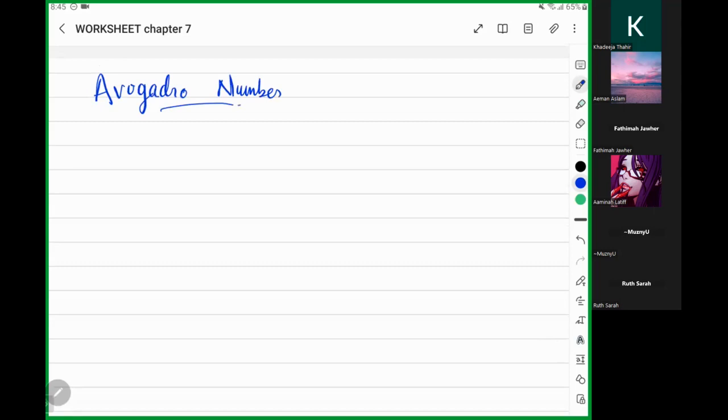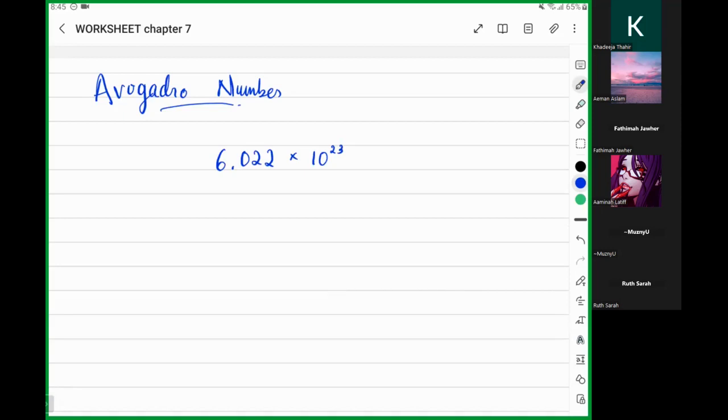So there was a scientist, in fact, called Avogadro, and he made a really interesting discovery. He discovered a value, which is this value, 6.022 into 10 to the power 23. What he discovered has a connection to this value, 6.022 into 10 to the power 23.